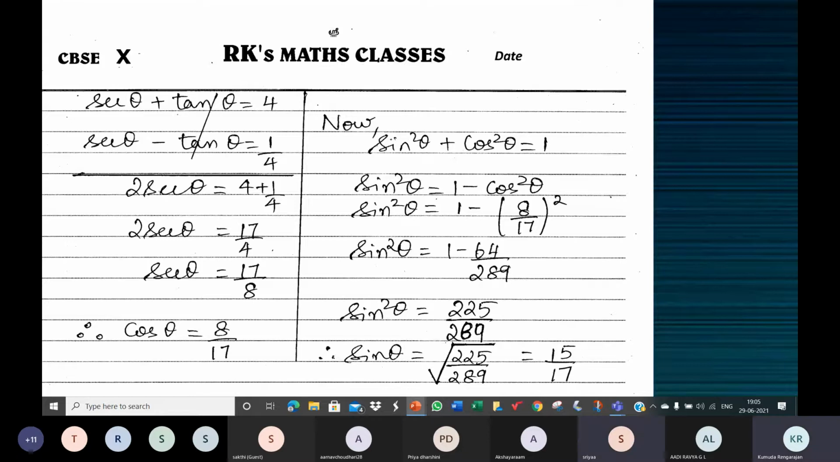Ma'am, we can also find tan theta is equal to sin theta by cos theta. When you find tan theta, you cannot find using sin theta by cos theta, because you don't know sin theta, you don't know cos theta. No, okay, you tell me now.